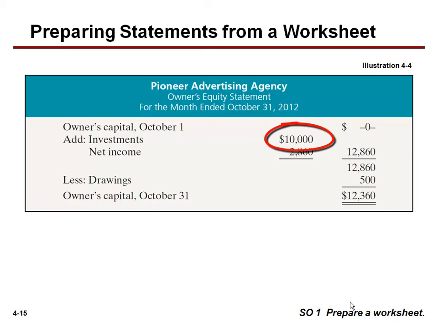We also reflect in a single number the results of operations, net income, $2,860, subtotaling that to $12,860, and then deducting any amounts in the owner's drawing account that they have taken out at their discretion during the time period. So the total owner's capital balance at the end of October, $12,360. Again, the owner's equity statement is very condensed, but is reporting on all four owner-directed activities: any investments during the period, any income earned, less any withdrawal or divestment from the business that the owner has made.